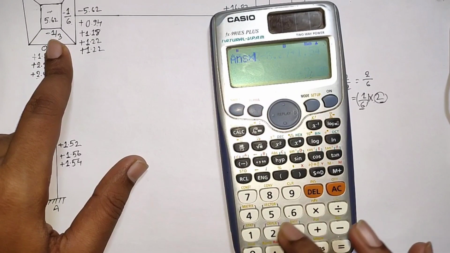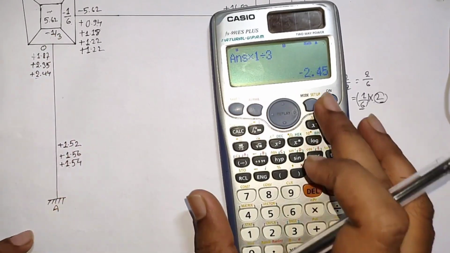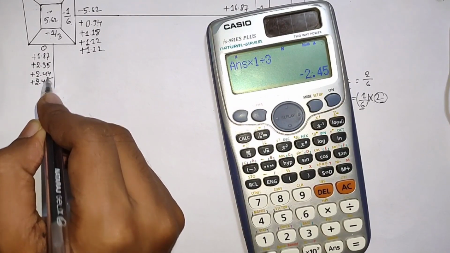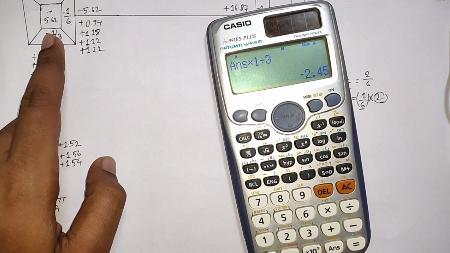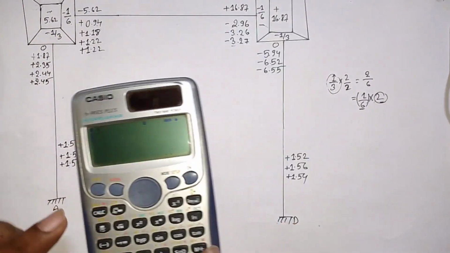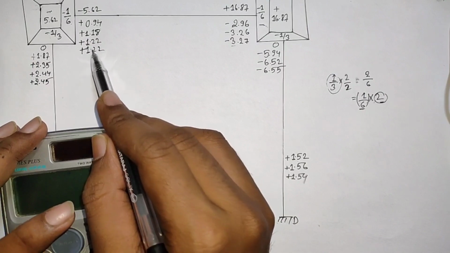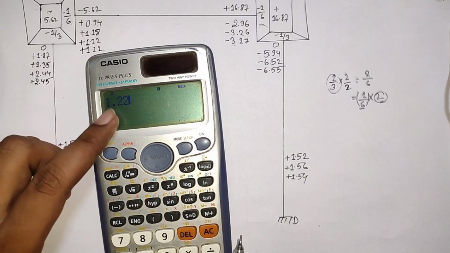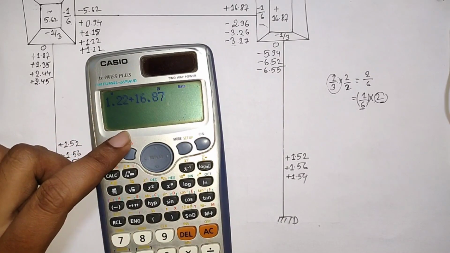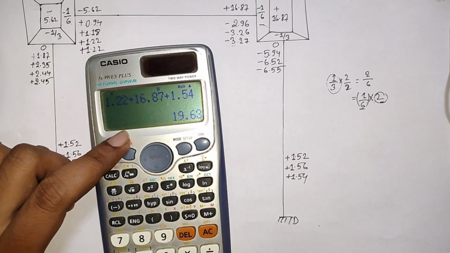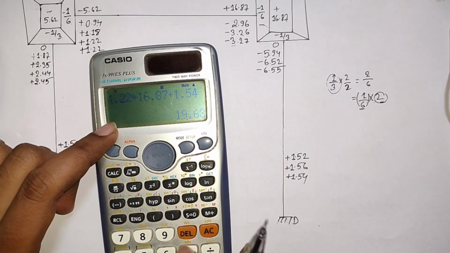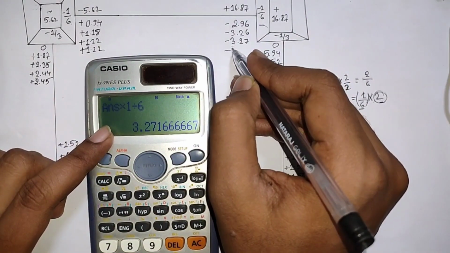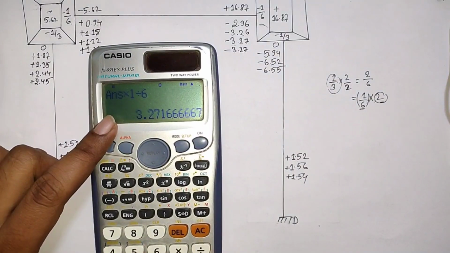Now multiply this with the factor 1 by 3. We have got 2.45. So it is again positive 2.45, because negative when multiplied with a negative factor gets a positive sign. So 2.45. Now add this value, and this value. So 1.22 plus 16.87 plus 1.54. Now after adding these three values, multiply this with the factor times 1 by 6. We have got negative 3.27, multiply by 2.